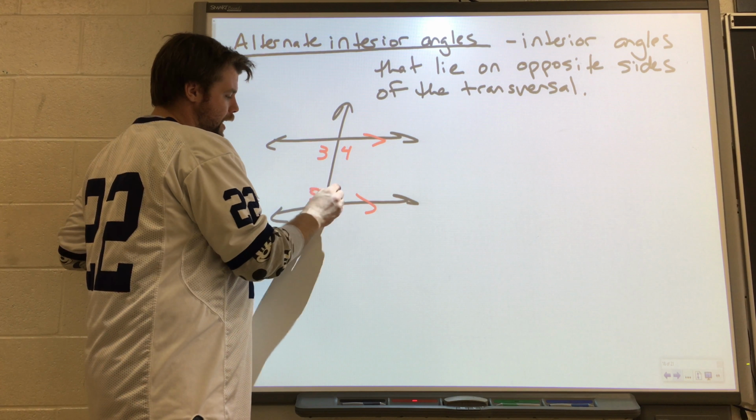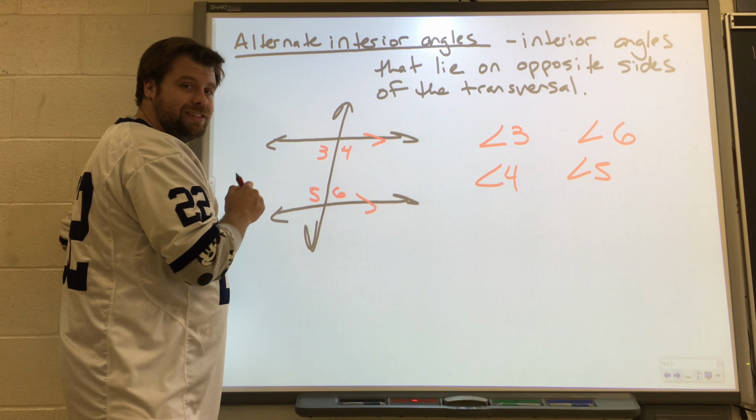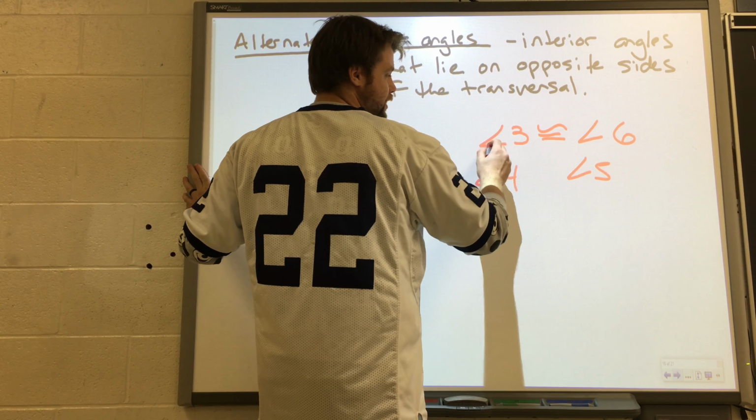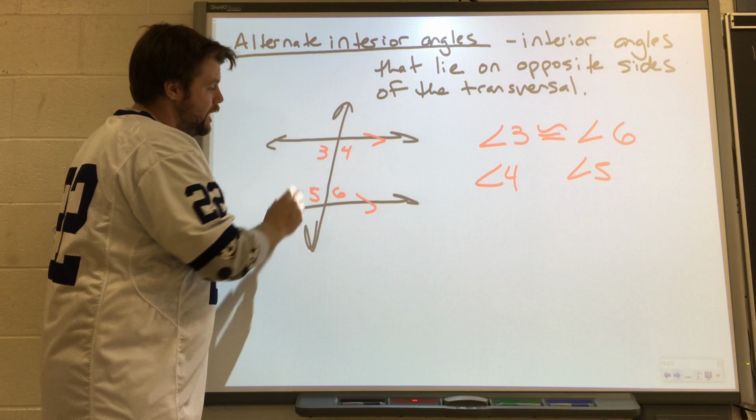Now here's the thing. When I have 2 parallel lines cut by a transversal, they have to be parallel lines cut by a transversal, alternate interior angle pairs are congruent. So actually angle 3 here is the same measure as angle 6, and angle 4 is the same measure as angle 5. They are congruent. And this is the symbol we use for congruency.